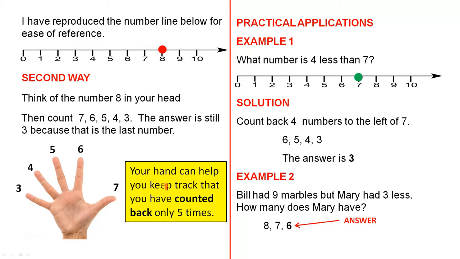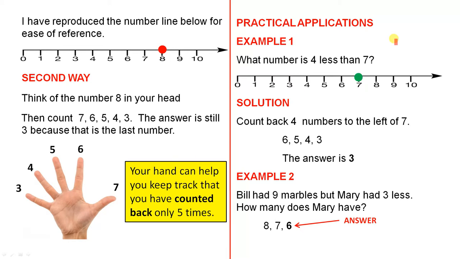Your hand can help you keep track that you have counted back only 5 times. So when you keep the 8 in your head, you know that 7 is the number before the 8, and you just keep going backwards. 7, 6, 5, 4, 3. You know you've only gone back 5 places because you've got 5 fingers up. We're counting the thumb as a finger.